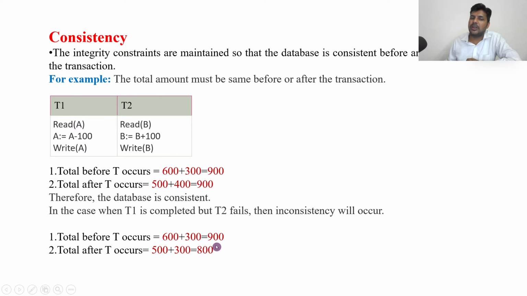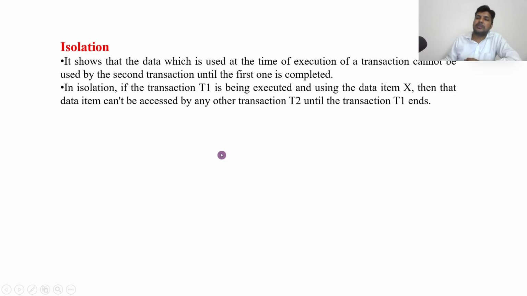Here it is showing 800 and before the transaction it is 900. So this is called an inconsistent state. Right. Next, isolation. What do you mean by isolation? It means a transaction will be isolated from the other transaction.